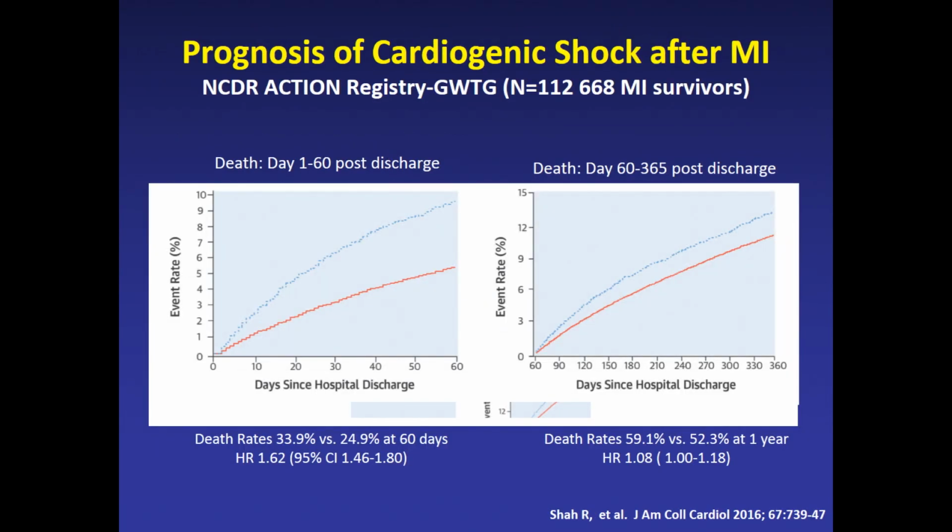Following hospital discharge, there's also a heightened rate of mortality for patients with cardiogenic shock compared to those without cardiogenic shock. This is data from 112,000 MI survivors in the NCDR registry. And you'll see that there is a time-dependent risk for mortality following discharge from hospital with cardiogenic shock. Patients with shock have higher rates of mortality at both 60 days and at 1 year, but most of that risk is related to early mortality after discharge. Here, the blue lines represent patients with cardiogenic shock.